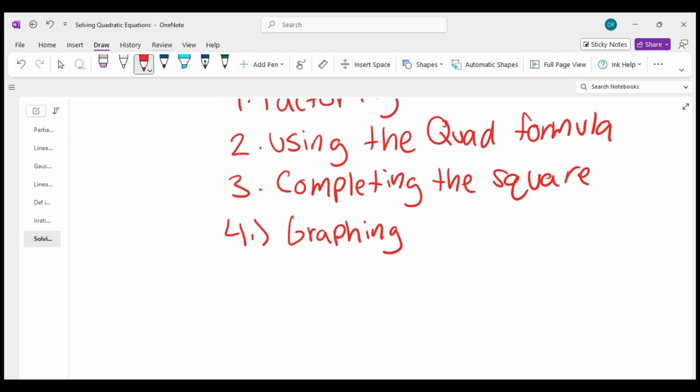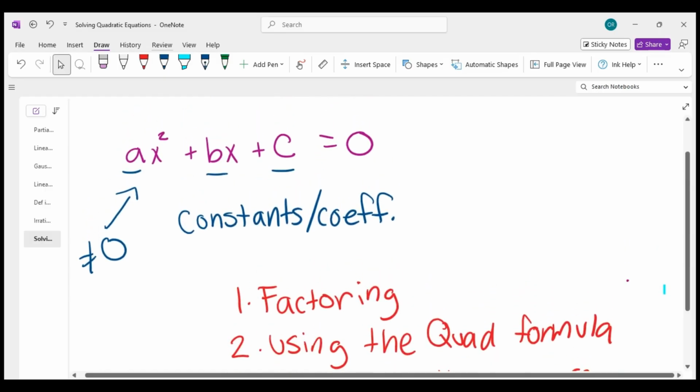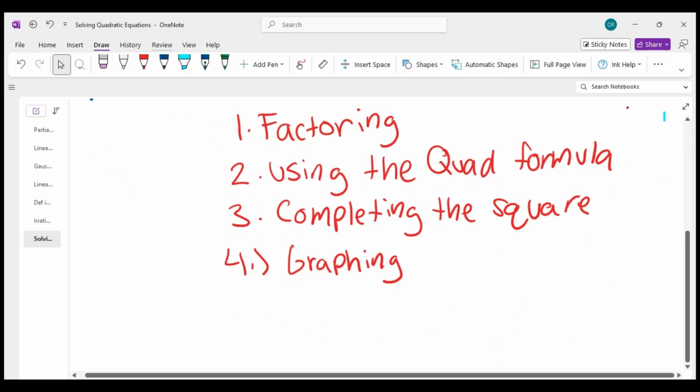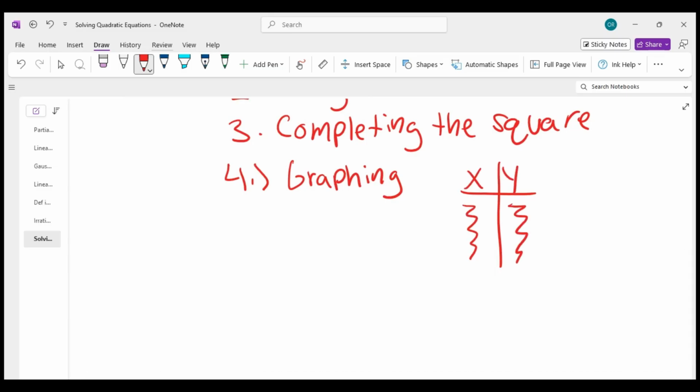Now, I'm not going to show you in this video how to graph it, but you can plug the equation into your calculator, however your calculator looks, and you can just graph it that way, or you can manually graph it by doing your x and y and then plugging in values and finding what y is equal to, to make your line.